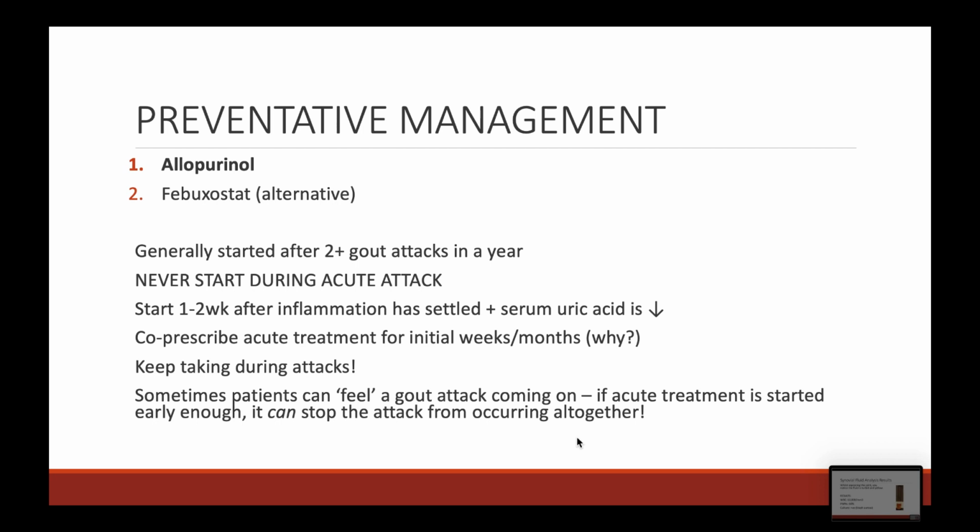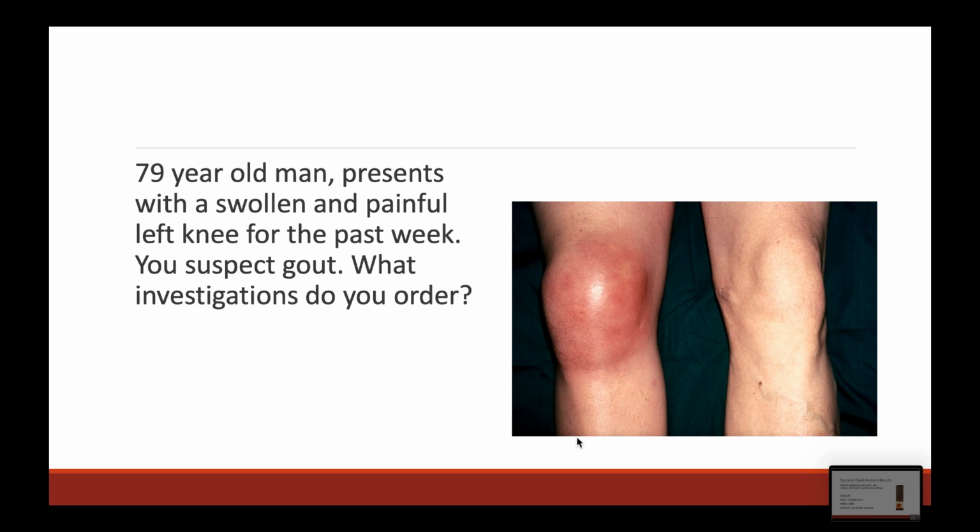So in order to treat acute gout, you want to co-prescribe the treatment with allopurinol for the initial weeks and months: an NSAID for 6 weeks, and colchicine for 6 months-ish. This is so that if they have an attack, they can stop it. If they feel gout is coming and they have the acute treatment early enough, it can stop the attack from occurring altogether.